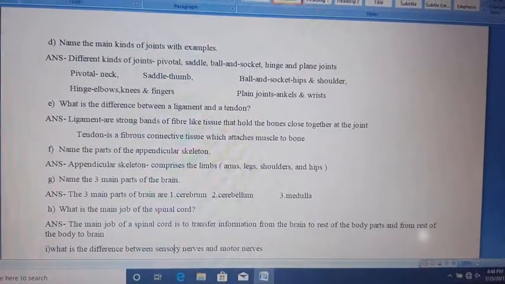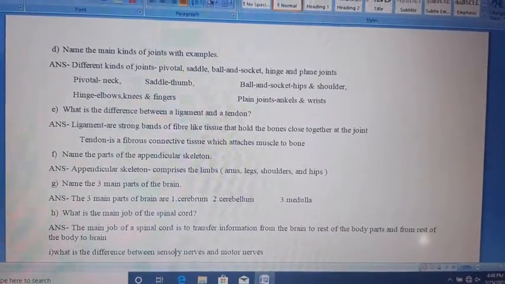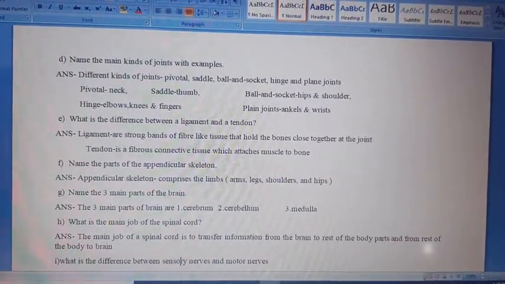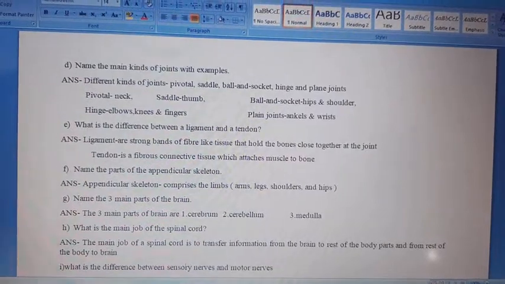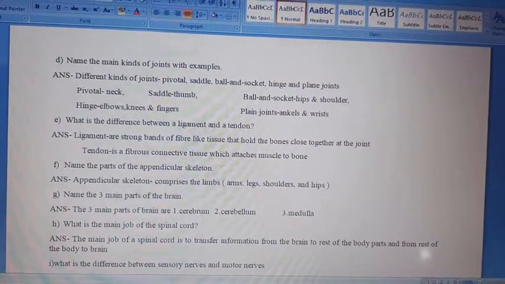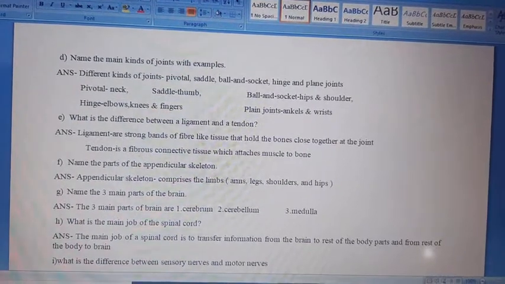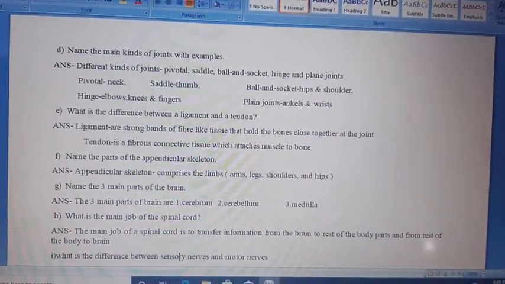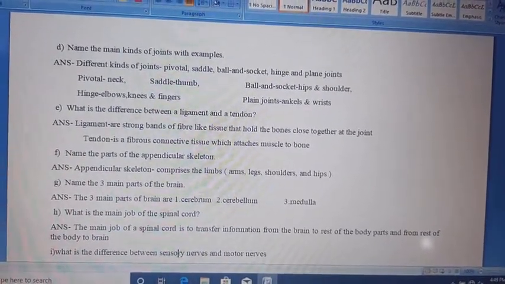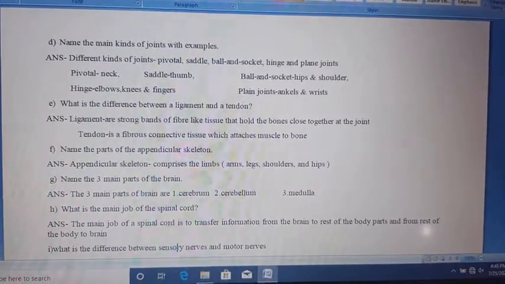D. Name the main kinds of joints with example. Answer. Different kinds of joints: pivotal, saddle, ball and socket, hinge, and plane joint. Pivotal: neck. Saddle: thumb. Ball and socket: hips and shoulder. Hinge: elbow, knees and fingers. Plane joints: ankles and wrists.